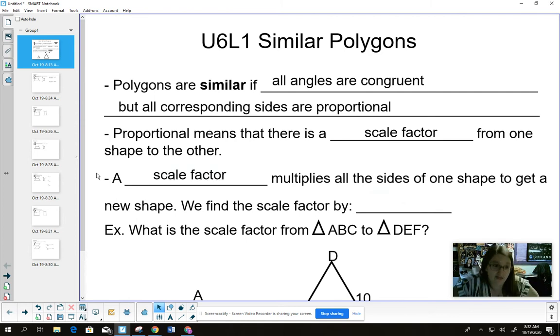Now a scale factor, we got lots of new terms here, multiplies all the sides of a shape to get a new shape. So we have our original, we multiply all of the sides by some number. Sometimes that number can be a fraction, we got to keep that in mind, to get a new shape. We find this scale factor by, make sure you have this written down, new shape over old shape. Eventually, I'm just going to say new over old. This means a side from the new shape divided by the corresponding side, and I'll clarify this is very important, a corresponding side from the old shape, new over old.